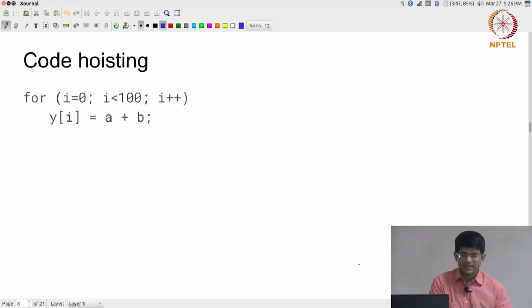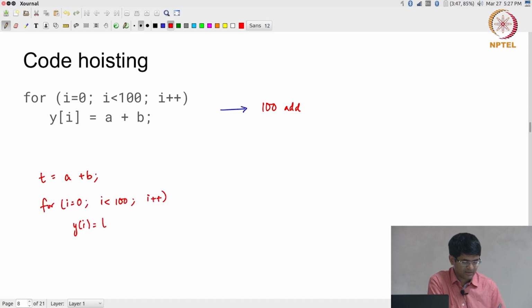Code hoisting is actually related to the common sub-expression elimination that I spoke about earlier. The idea is very simple. If I write the code like this, what will end up happening? How many additions will be performed? This will do 100 addition operations. But if I rewrite it like this, it becomes one addition operation.